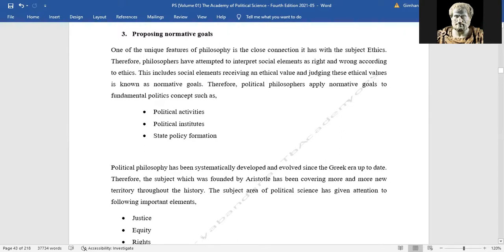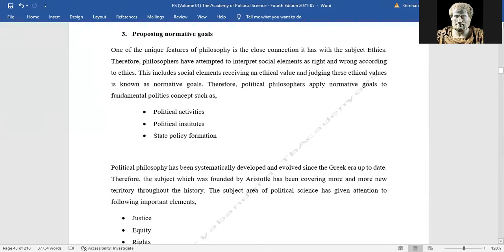Proposing normative goals. One of the unique features of philosophy is the close connection it has with the subject of ethics. Therefore, philosophers have attempted to interpret social elements as right and wrong according to ethics. This includes social elements receiving an ethical value, and judging these ethical values is known as normative goals. Therefore, political philosophers apply normative goals to fundamental political concepts such as political activities, political institutions, and state policy formation.